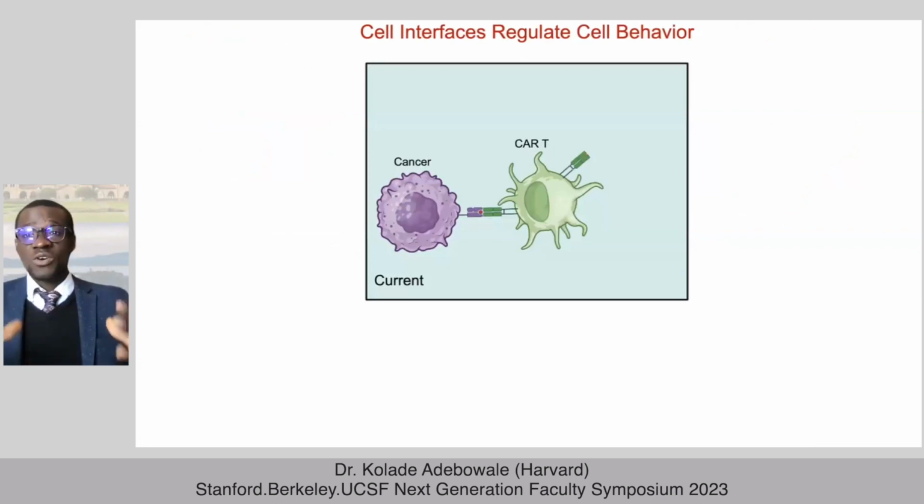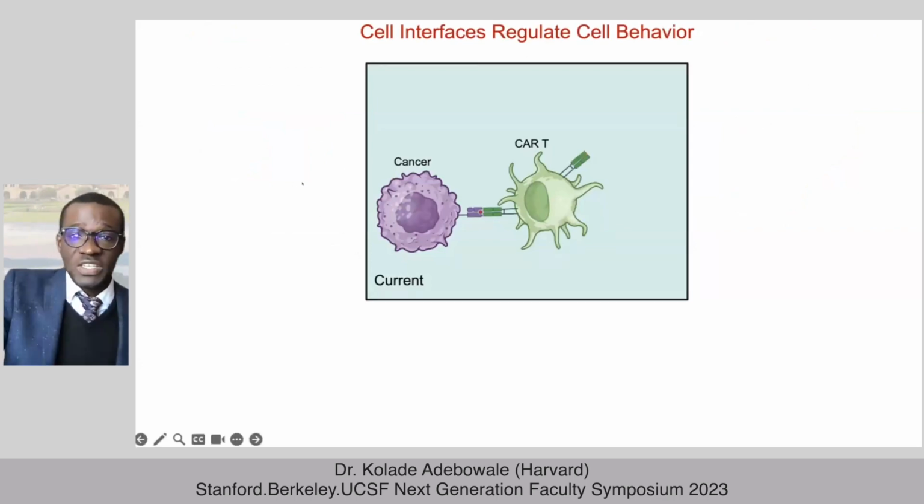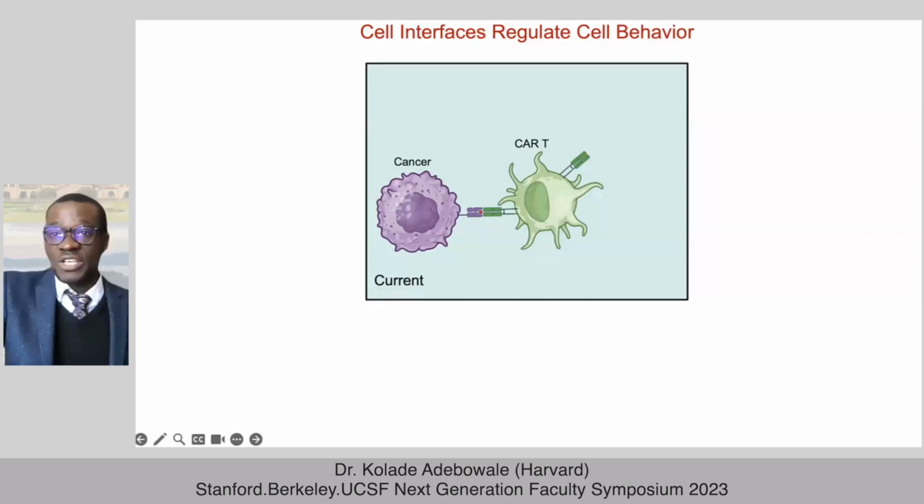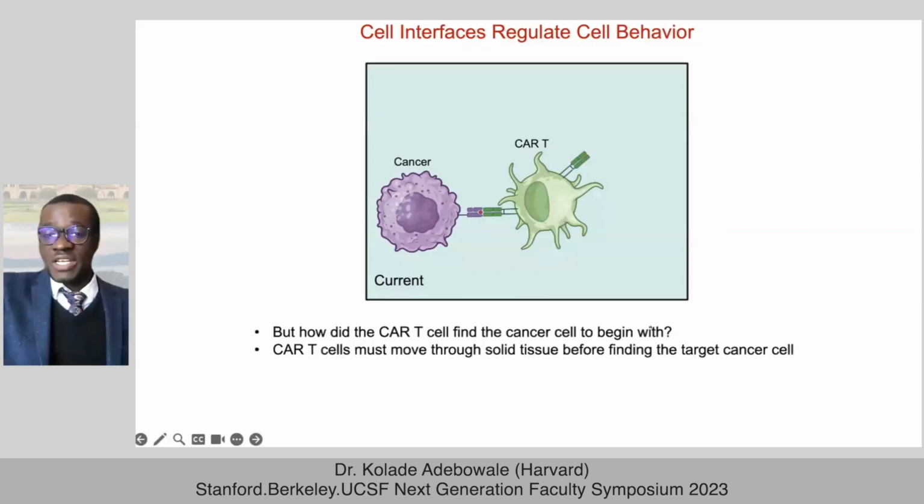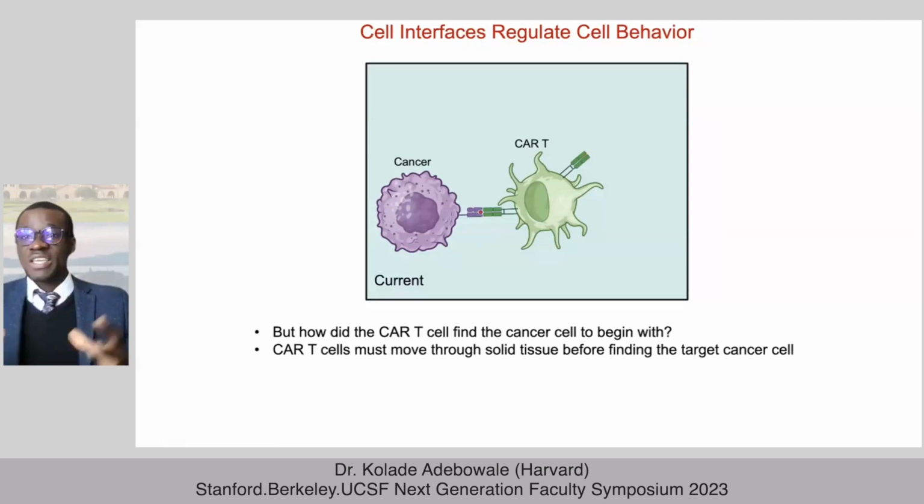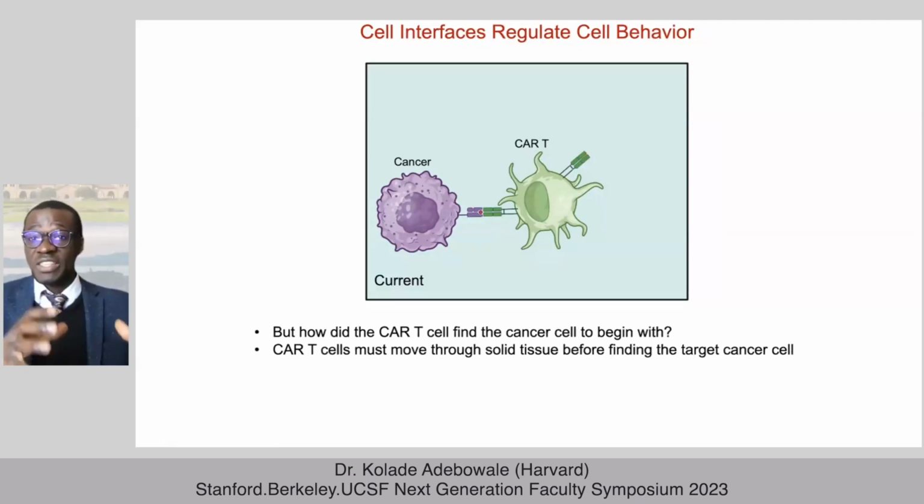We currently have a good molecular understanding of the interface or synapse between a CAR T cell and a target cancer cell. But one question is, how did the CAR T cell find the targets to begin with, specifically in the context of solid tissues? CAR T cells have to move through solid tissues before they find their targets.